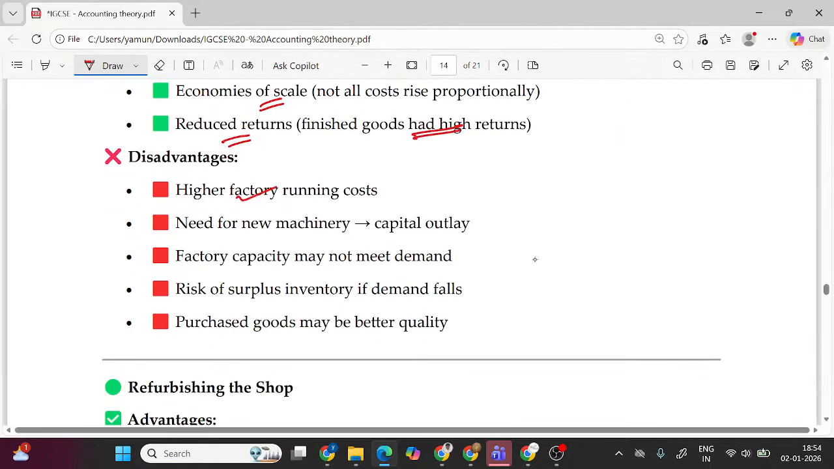Disadvantages: higher factory running cost, need for new machinery, so capital outlay will be there. Factory capacity may not meet the demand. That's a big drawback. Risk of surplus inventory if demand falls, and purchased goods may be better quality. Sometimes it happens too.